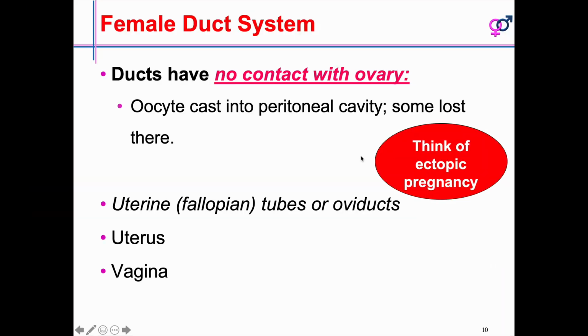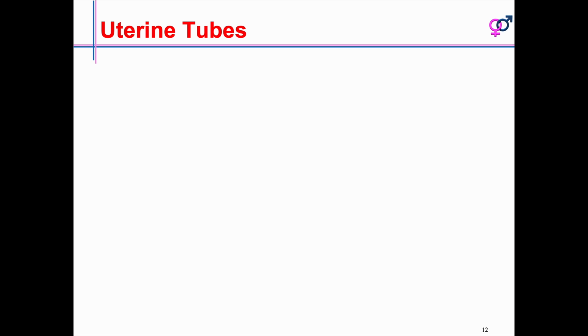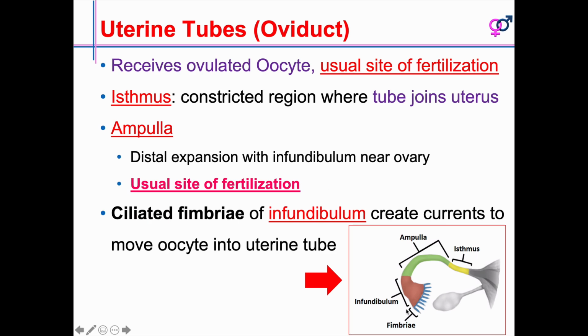Okay, so coming to the duct system, the fallopian tube doesn't have any contact with the ovary. So the oocyte, the ovum cell, is falling into the peritoneal cavity, and the fimbriae movement of the fallopian tube will catch the oocyte, that is the ovum cell, and send it to the fallopian tube.